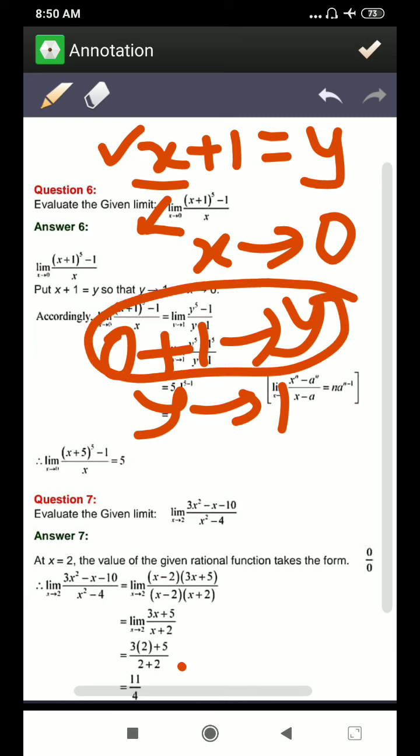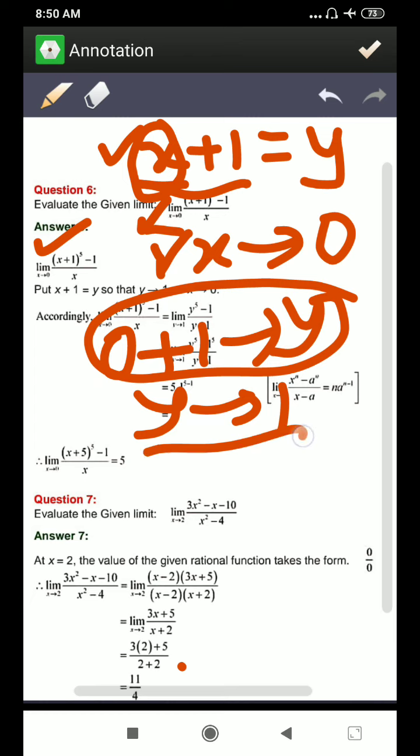Your previous question was given in terms of x. Now we'll convert this whole question in terms of y. So what I have done, I have replaced x plus 1 as y. As x tends to 0 is given, I will put x equal to 0. So 0 plus 1 tends to y. So the new limit will be y tends to 1.